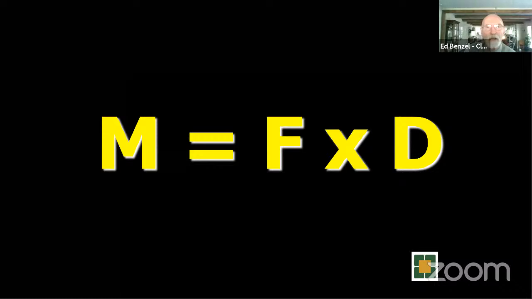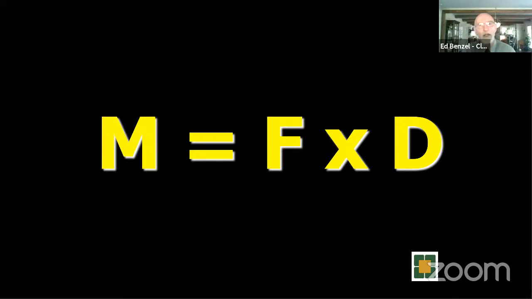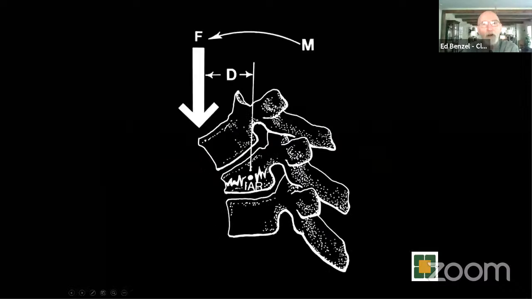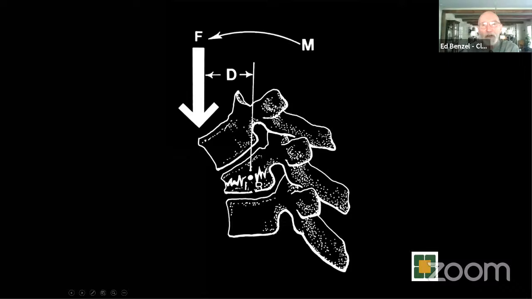This is the fundamental equation of spine biomechanics. Bending moment is the product of the force applied times the distance from an axis of rotation at which the force was applied. So a force applied at a distance d from an axis of rotation, we call it the instantaneous axis of rotation because it changes with time and motion, is the bending moment.